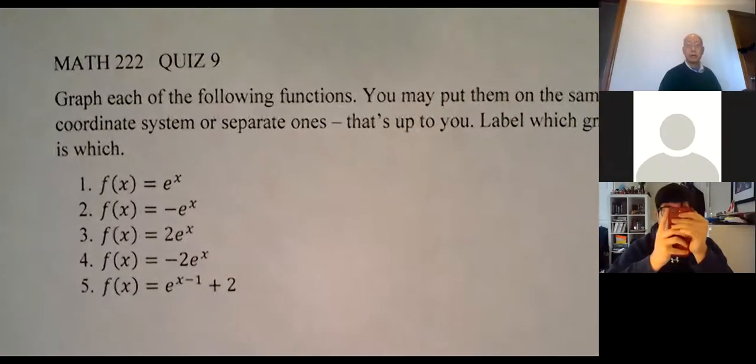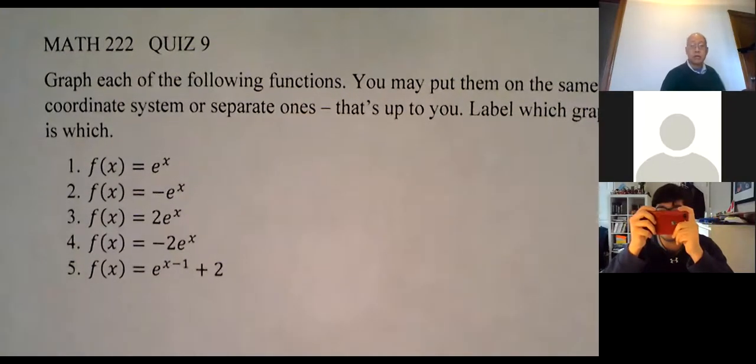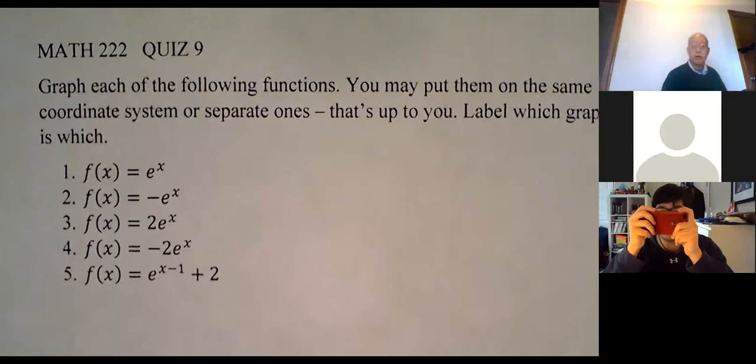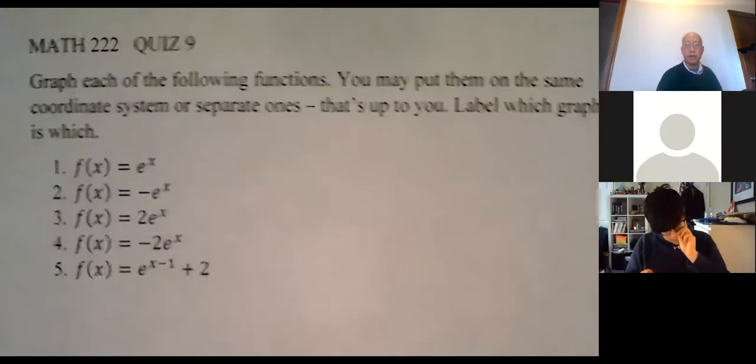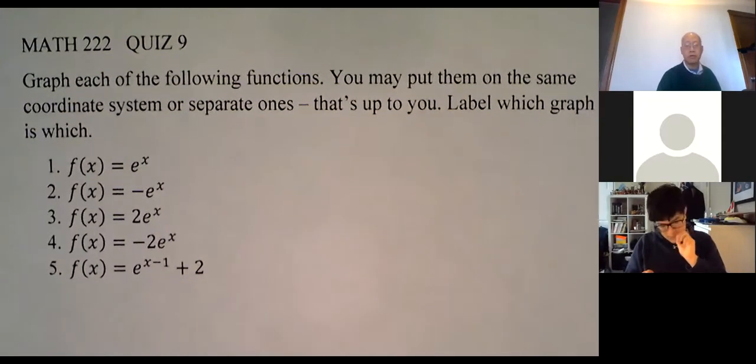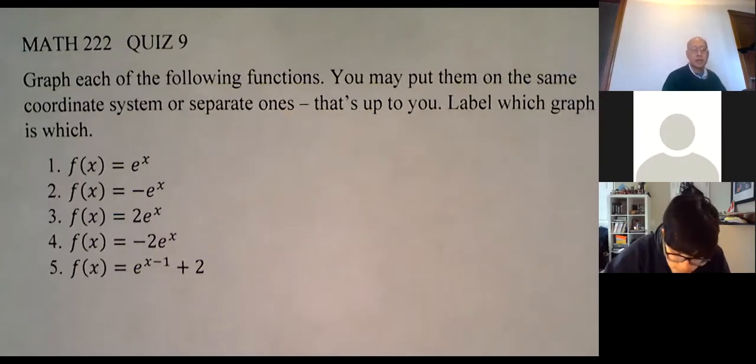All right. Okay, so there it is. Graph each of the following functions. Now, I'll leave it up to you. You may put them on the same coordinate system or separate ones. That's up to you. But label which graph is which. So maybe label them 1, 2, 3, 4, 5, or something like that. And by the way, we're still recording, so worst comes to worst, if you can't get it, it should still be in the recording. So e to the x, negative e to the x, 2 e to the x, negative 2 e to the x, e to the (x minus 1) plus 2.